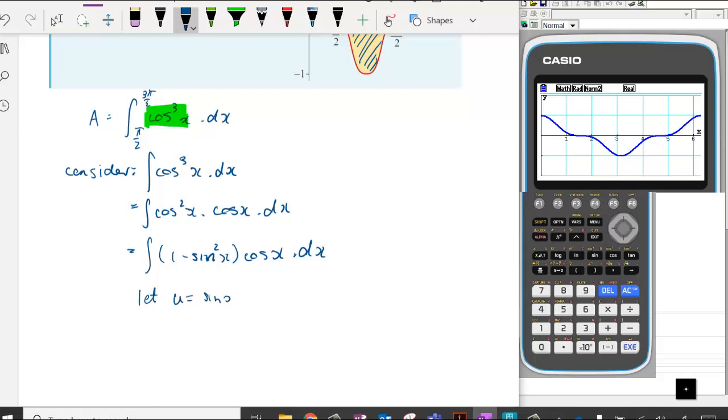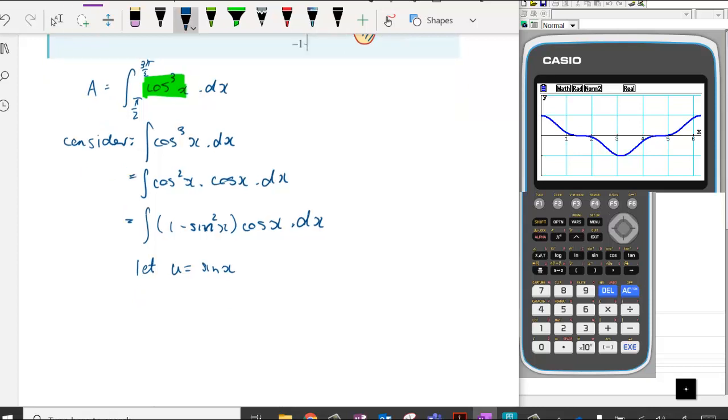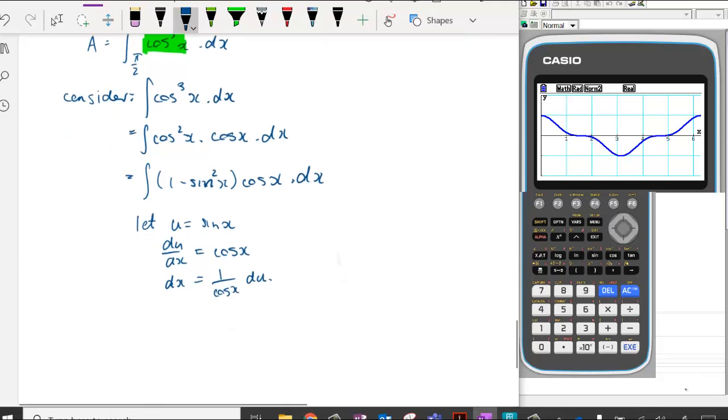Now, here it is going to be a substitution if we let u equal sine x. So if we let u equal sine x, now we can say du dx will be cos x. So we've got that derivative relationship. dx will be 1 on cos x du.